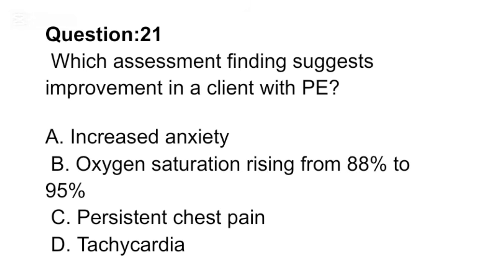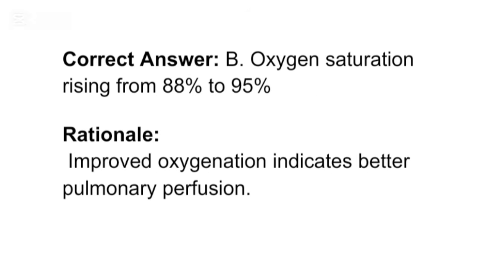Question 21. Which assessment finding suggests improvement in a client with PE? A. Increased anxiety. B. Oxygen saturation rising from 88% to 95%. C. Persistent chest pain. D. Tachycardia. Correct answer, B. Oxygen saturation rising from 88% to 95%. Rationale. Improved oxygenation indicates better pulmonary perfusion.